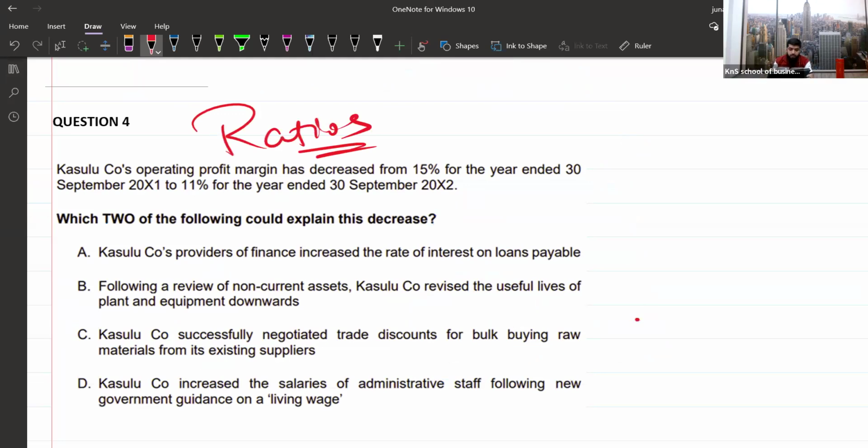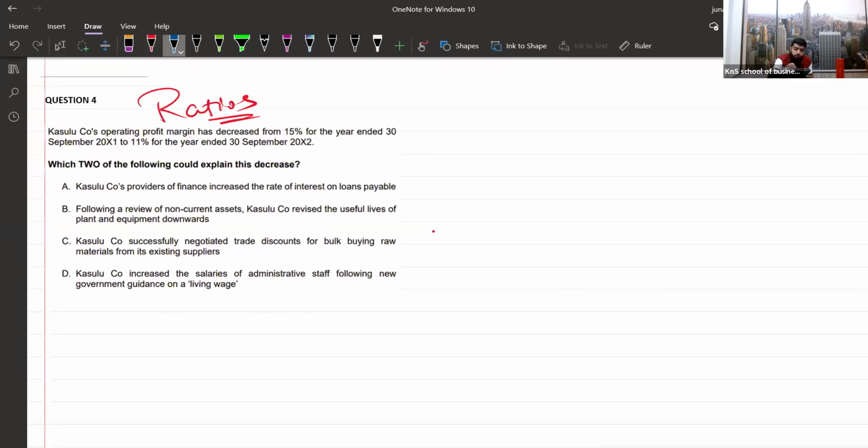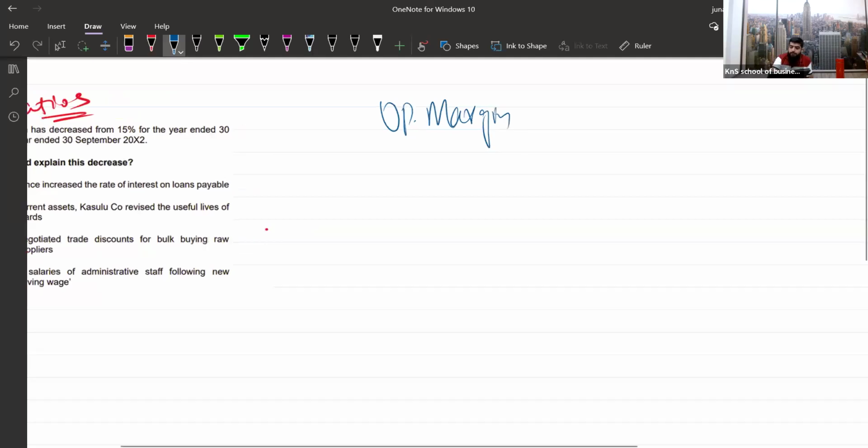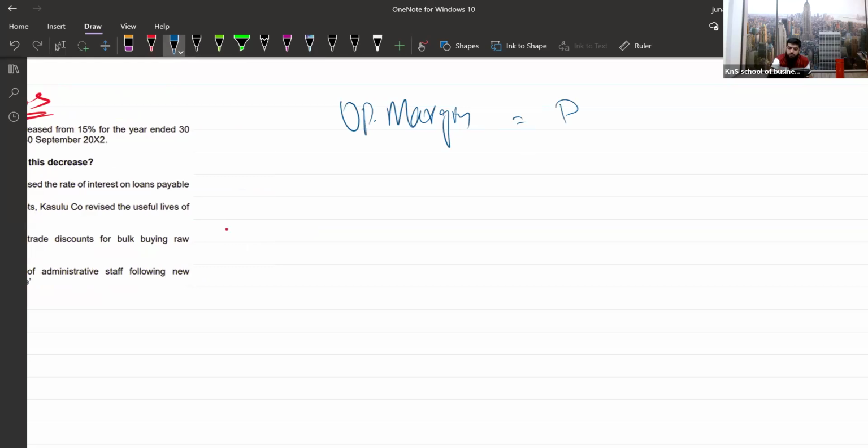Now, the company's operating profit margin has decreased from 15%. Before we move on, first try to understand what operating profit margin is. The formula to calculate operating profit margin is profit before interest and tax, or profit from operations, divided by sales multiplied by 100. This interprets how much percentage of profit is being earned after deducting all the operating costs.